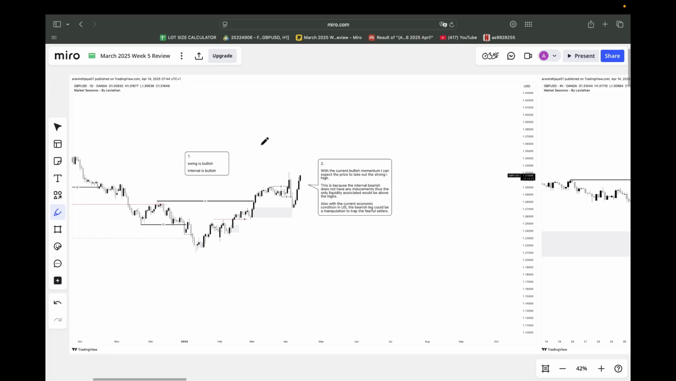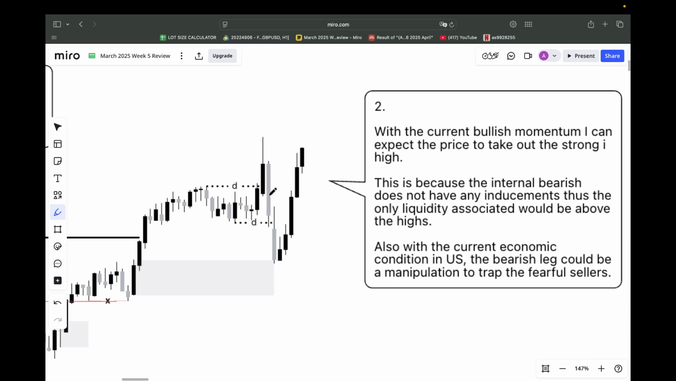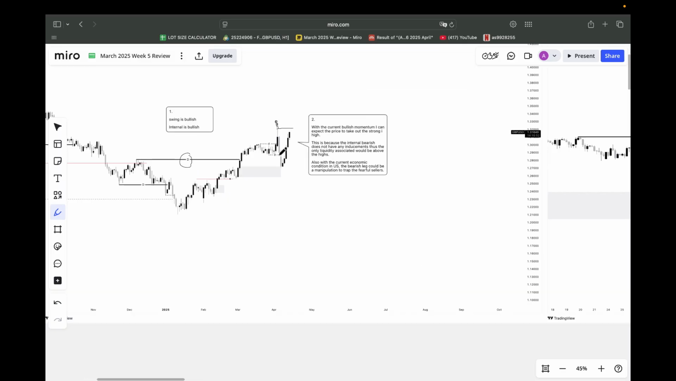From the daily perspective, we can see that the daily has a BOS bullish, swing BOS bullish, and internally it has made a BOS bearish. But there is a caveat. This PY does not have any inducement, so the only liquidity present is above this high. So this internal BOS bearish, I can consider as fake, and one more, price did not reach the discount.